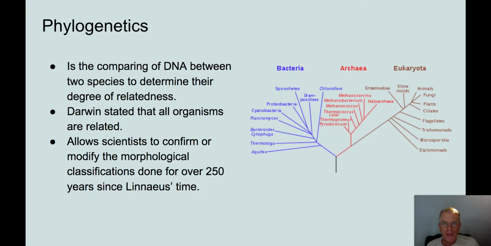This has led to this process called phylogenetics. In it, we're comparing the DNA between two species to determine their degree of relatedness. Okay? Darwin stated that all organisms are related. It allows scientists to confirm or modify the kind of morphological classifications that have been done for over 250 years since Linnaeus' time. So scientists can take a look at these organisms and say, okay, we've been classifying these in the same group. Let's take a look at their DNA and see if they really are as closely related as we thought they are. That's what you'll be learning about in the activity that you'll be carrying out a little bit later on today.